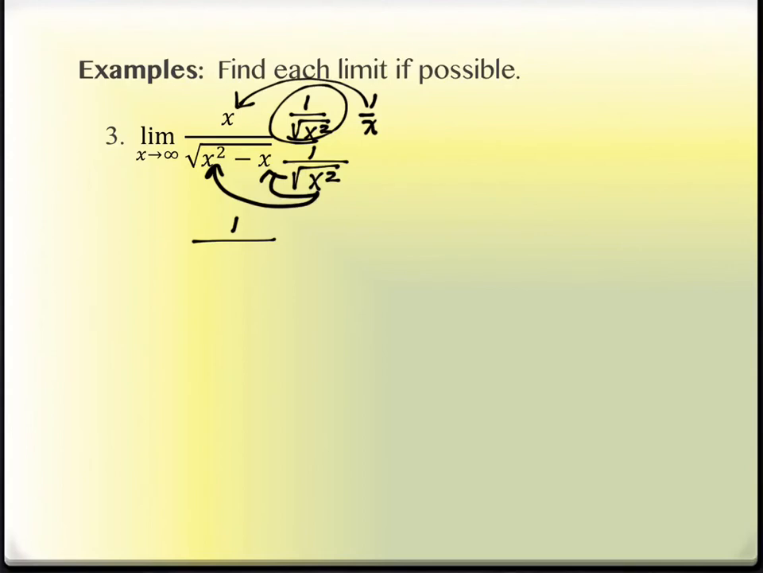When I move it underneath the radical with the square root here, this gives me 1. And when I move that underneath here, I have 1 over x. Okay? This one's kind of funny looking.